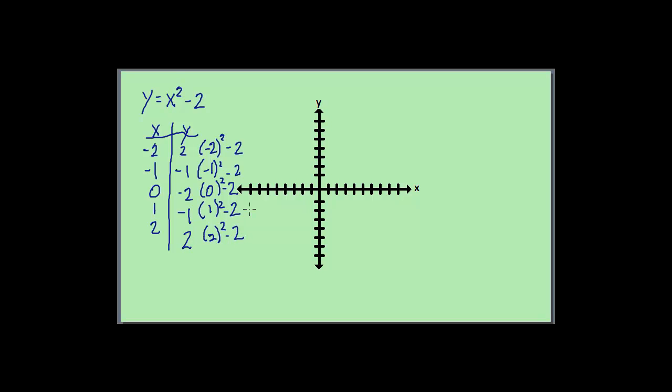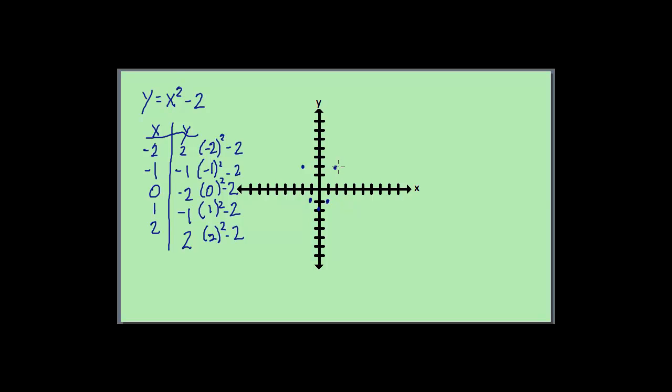So I'm going to plot these points and see if I find a parabola. If I do, I know I've got the shape, negative 2, 2. If I don't, then I need to look for more points. At negative 1, I'm at negative 1. And at 0, I'm at negative 2. At 1, I'm at negative 1. And at 2, I'm at 2.